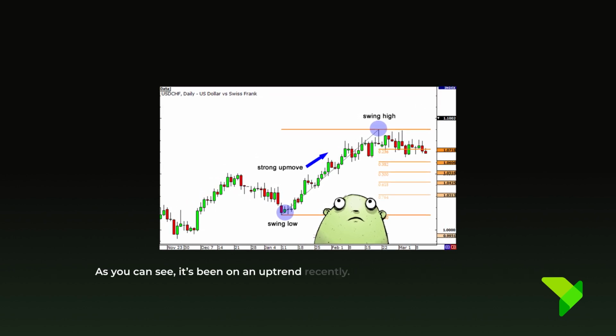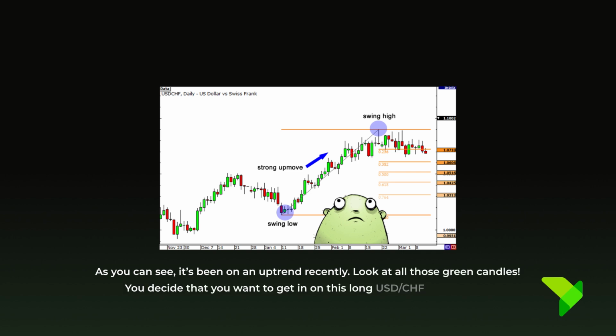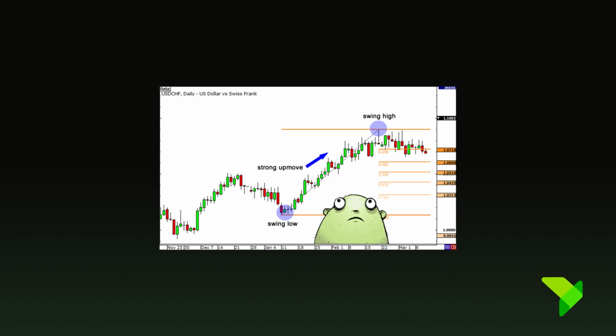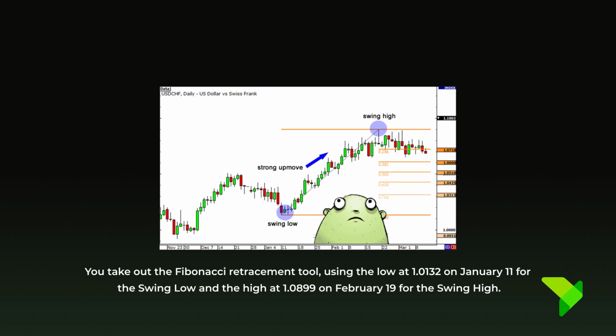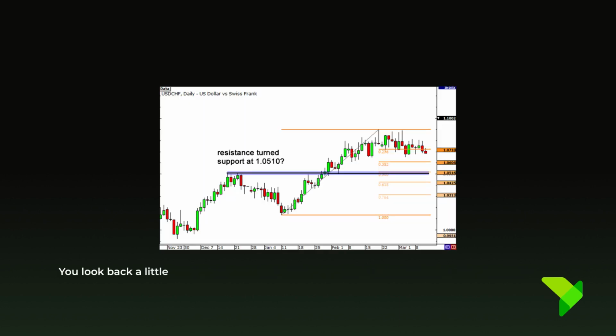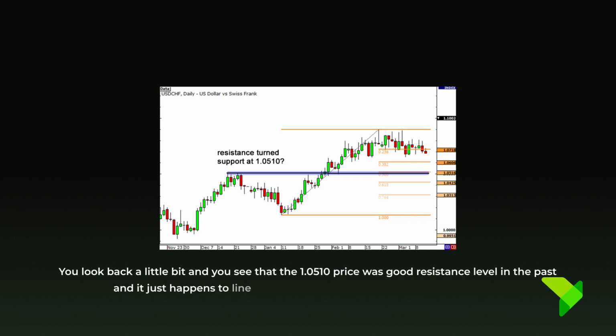As you can see, it's been on an uptrend recently. Look at all those green candles. You decide that you want to get in on this long USD/CHF bandwagon. You take out the Fibonacci retracement tool, using the low at 1.00132 on January 11th for the swing low, and the high at 1.0899 on February 19th for the swing high. You look back a little bit and you see that the 1.0510 price was a good resistance level in the past, and it just happens to line up with the 50.0% Fibonacci retracement level.